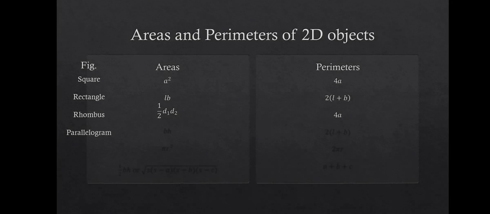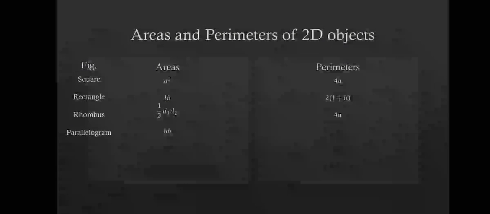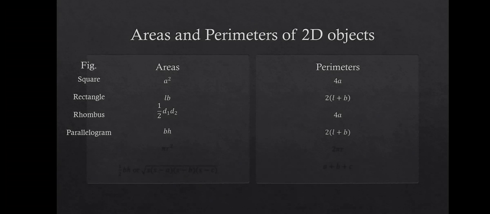Then again for a parallelogram, the area is base into height, obviously base and height to be given, and its perimeter is the same as that of rectangle, that is twice of length plus breadth. Then circle, obviously it is pi r squared, that is the area, and 2 pi r is the circumference.